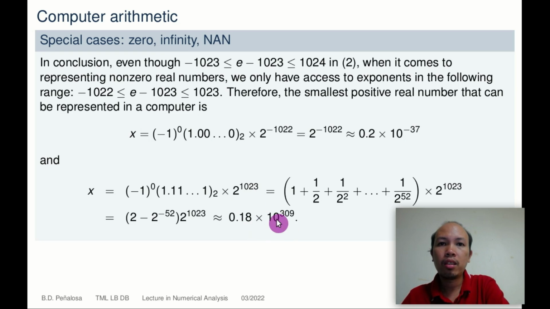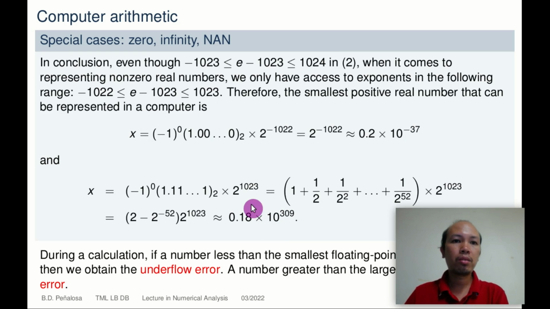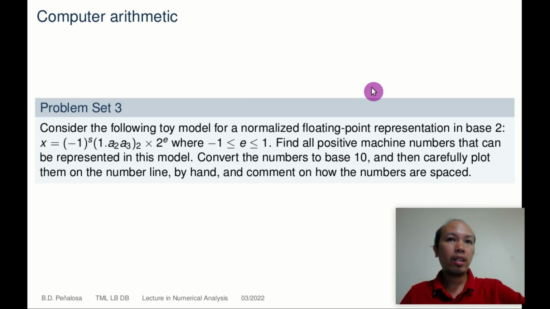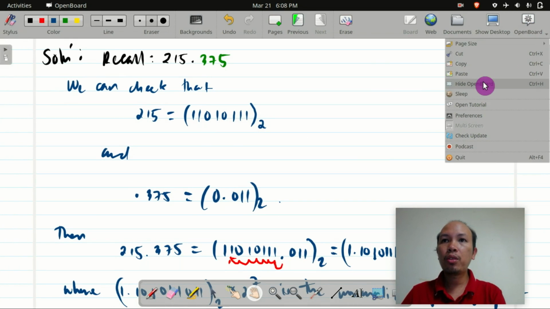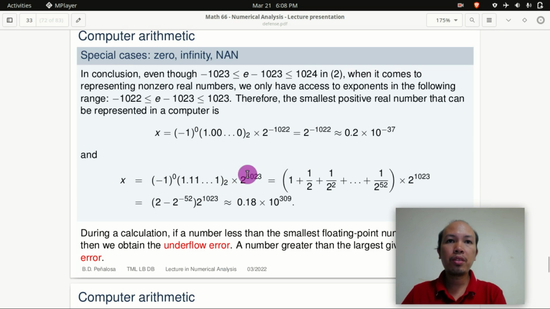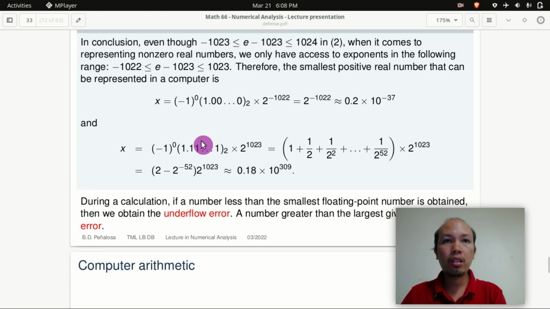Imagine we have a decimal digit, we have 10 to the 309. I don't know what kind of number this is, maybe septillion or something, I don't really know. Anyway, I will try to answer this inequality here after differentiating the difference between the 32-bit operating system and the 64-bit operating system.